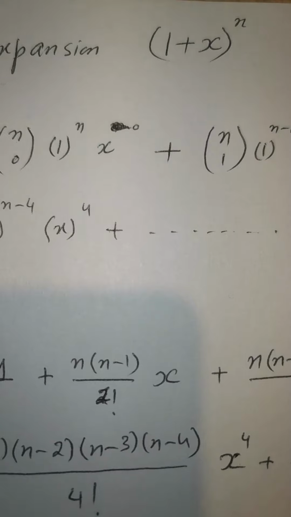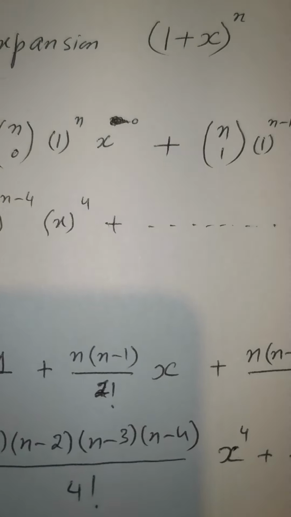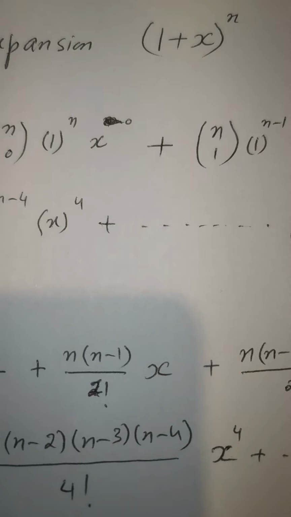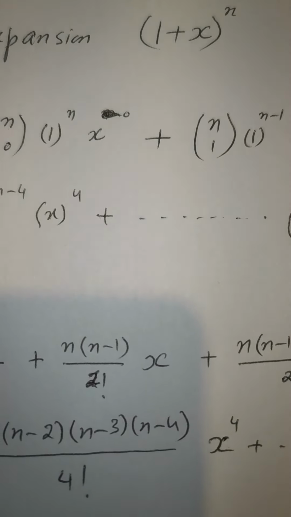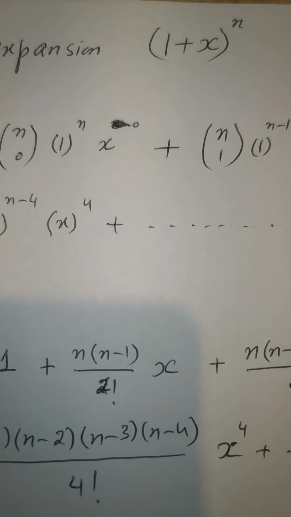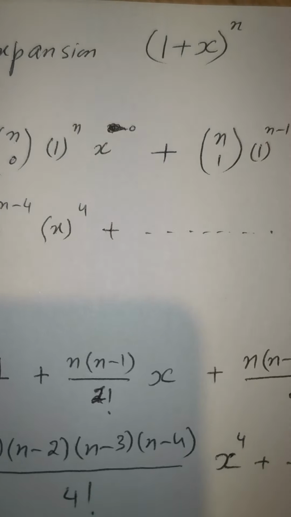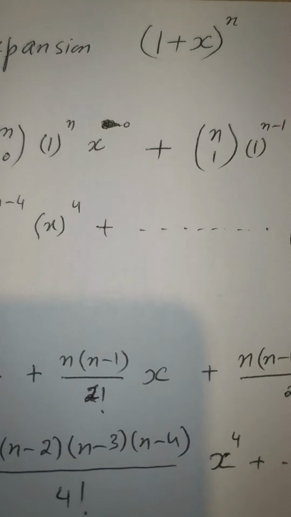So if the value of a is replaced by 1 and the value of b is replaced by x, the same procedure will apply, and there can be different values of a and b. In this case, you can see a is 1 and b is x. So how can we use binomial expansion?